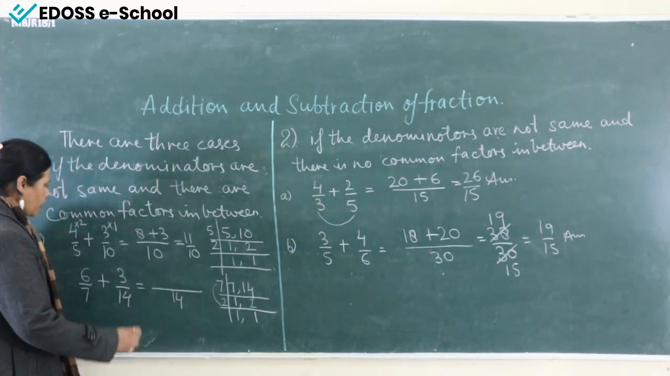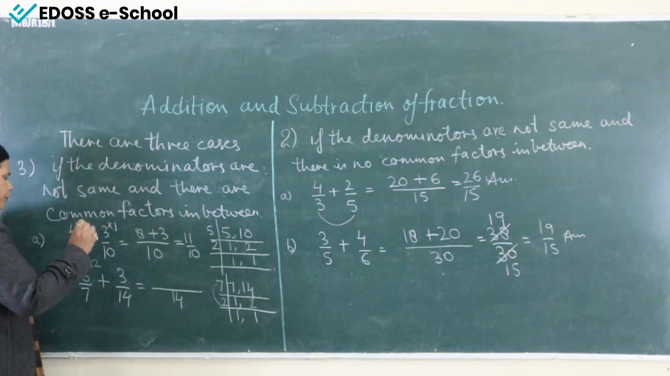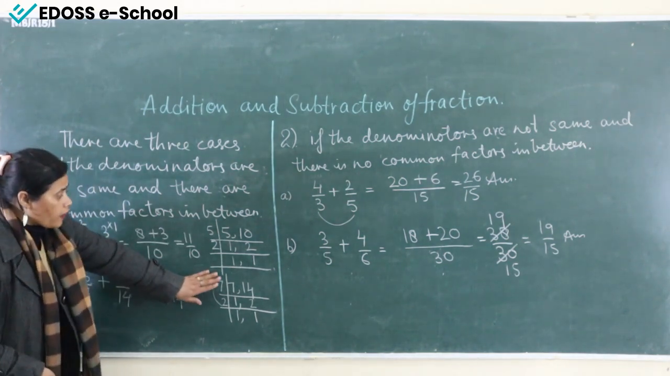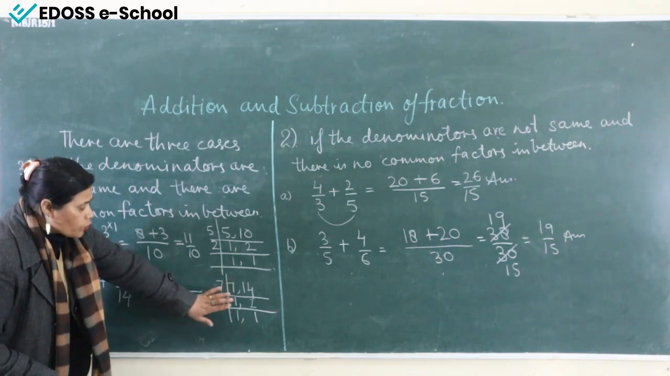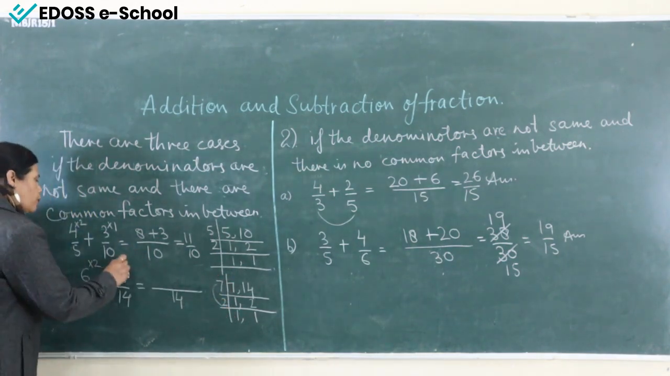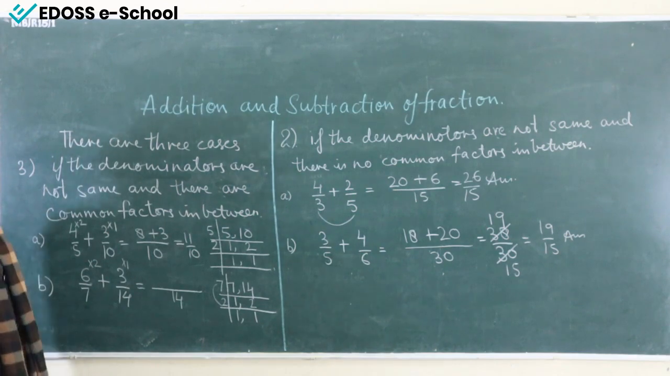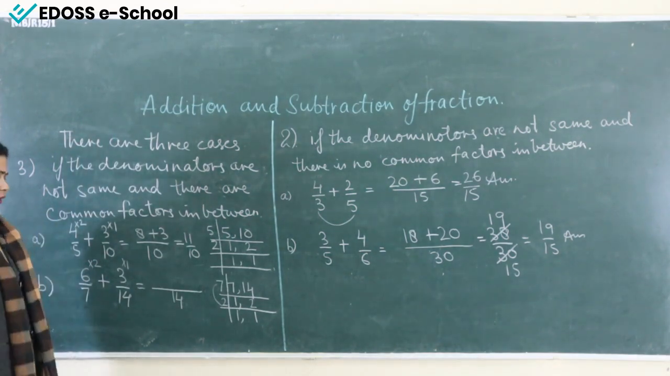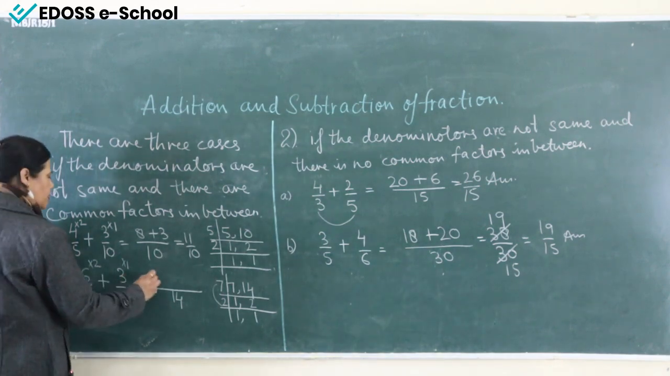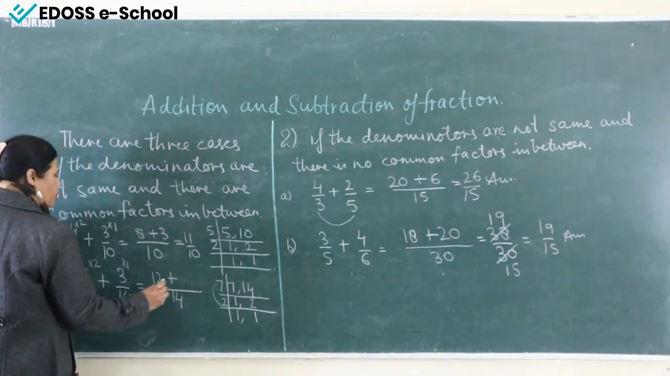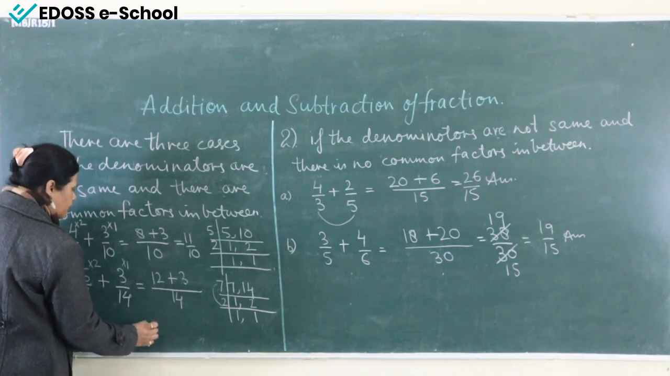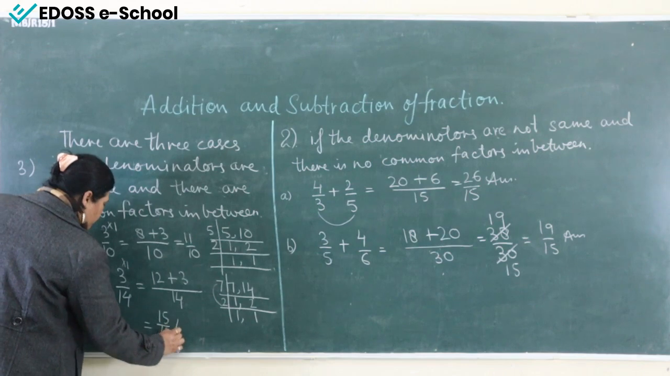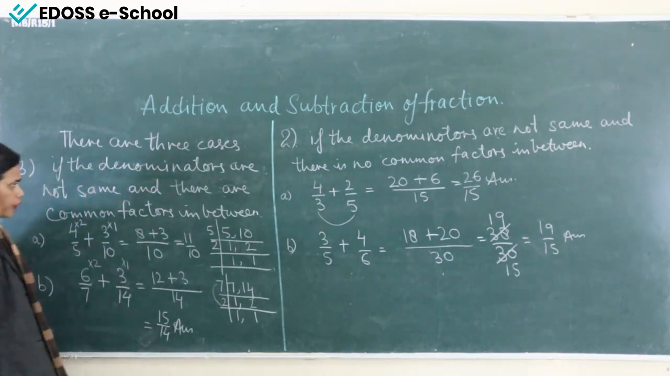So there is 2. It means the remaining factor you have to multiply with the numerator. Again 7 twos are 14. If we hide 7 from 7 twos are 14, the remaining number is 2 only. So you will multiply the remaining number with the numerator. This is also the way to find out the numbers, right? So here it is 6 twos are 12 and plus 3 ones are 3. So my answer is 12 plus 3 is 15 upon 14. This is my answer.